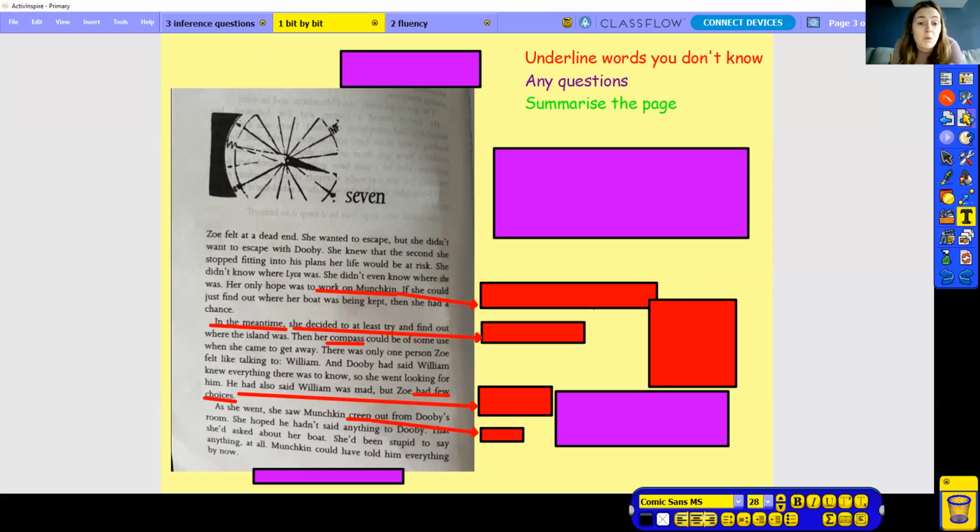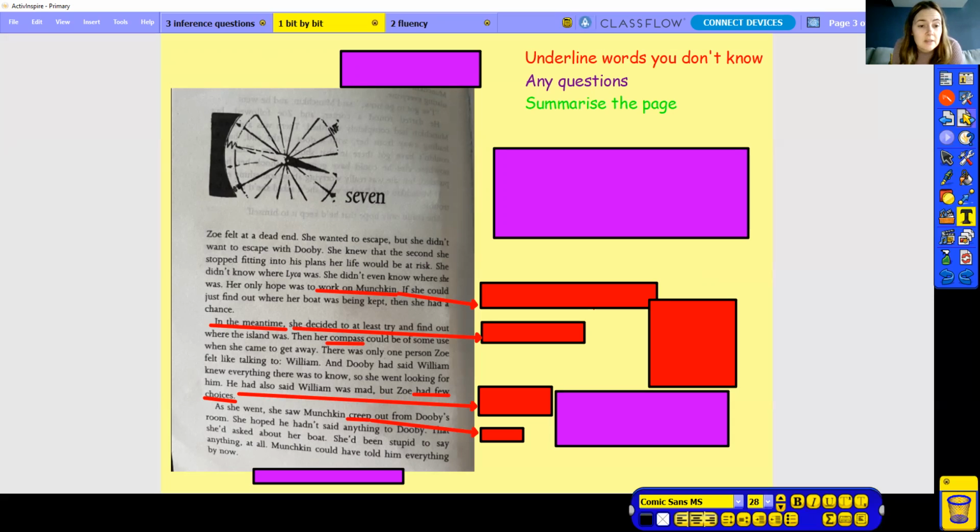She didn't know where Leica was. She didn't even know where she was. Her only hope was to work on Munchkin. If she could just find out where her boat was being kept, then she had a chance. In the meantime, she decided to at least try and find where the island was. Then her compass would be of some use when she came to get away.